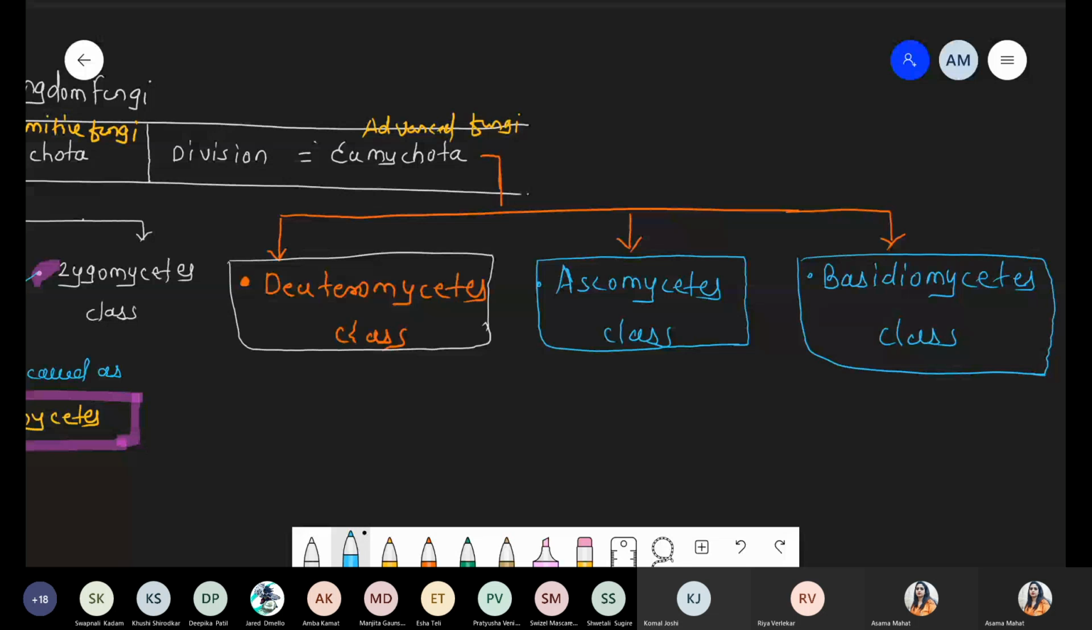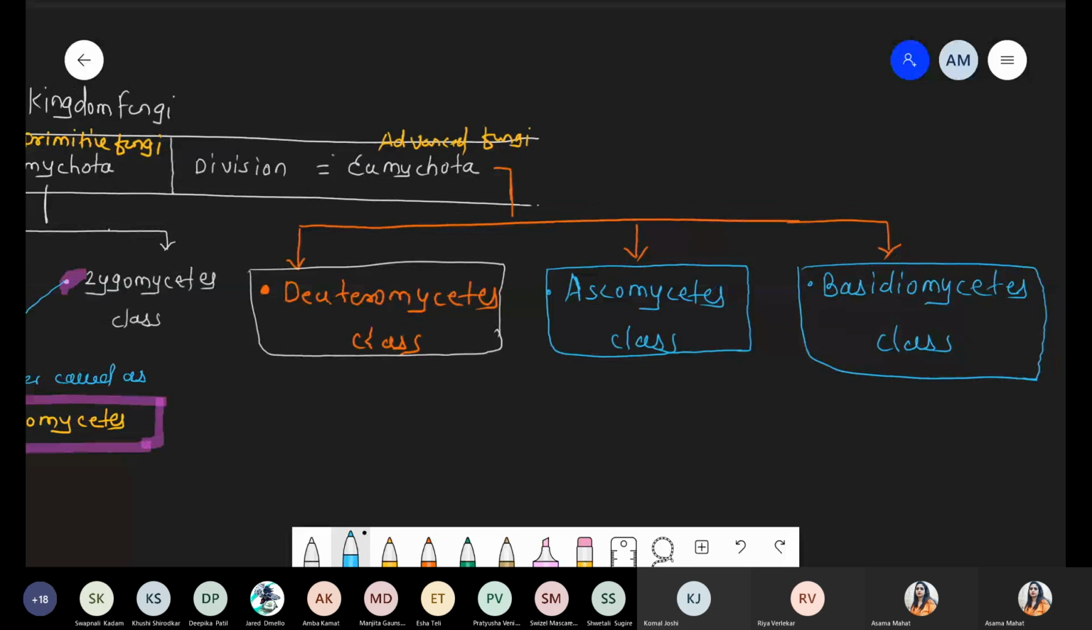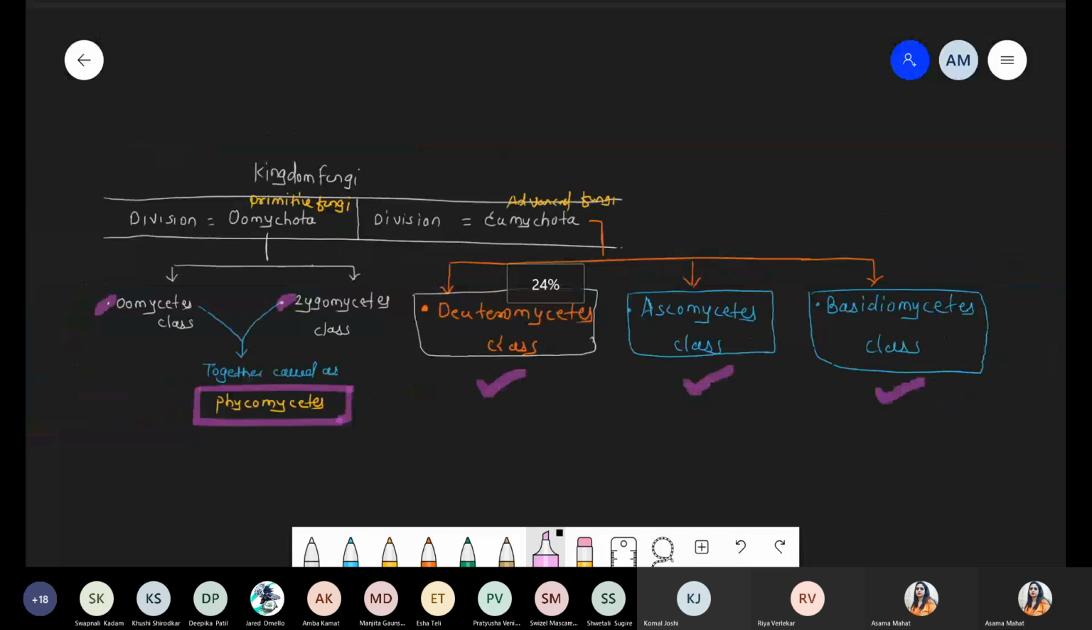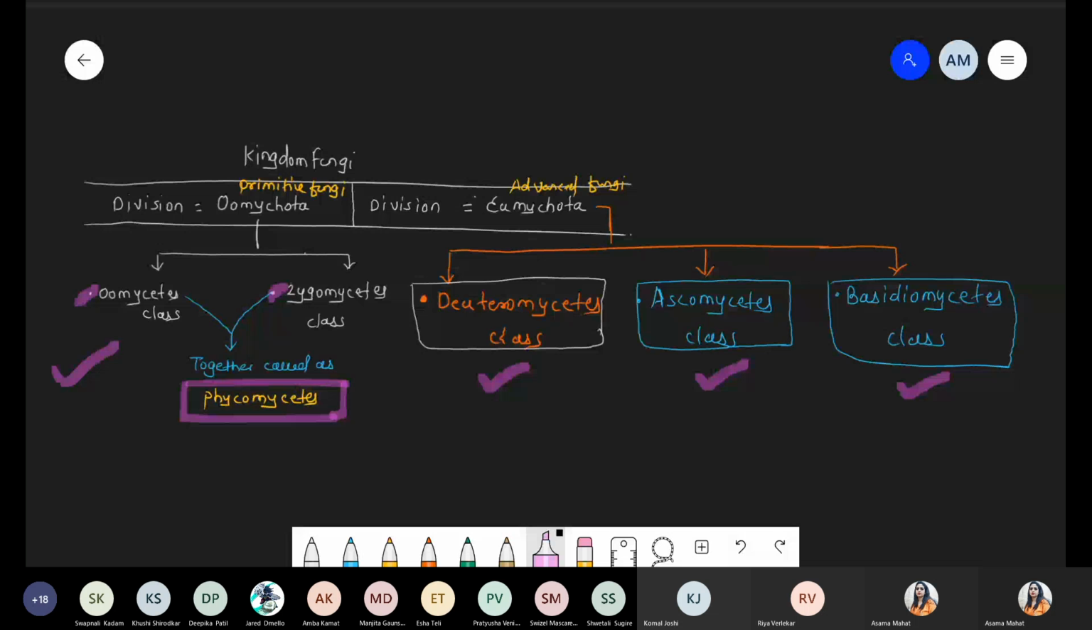Okay, so quickly check. We are talking about a total of 3 classes under the advanced fungi. Number 1, Deuteromycetes. Number 2, Ascomycetes. Number 3, Basidiomycetes. So collectively, in our syllabus, we have to discuss a total of 5 classes, primitive to advanced. From first one, Oomycetes, Zygomycetes, Deuteromycetes, Ascomycetes, and the Basidiomycetes. So these are the 1, 2, 3, 4, 5 classes of the fungi. We have to discuss one by one and we have to compare with each other. Don't worry, it's very easy.